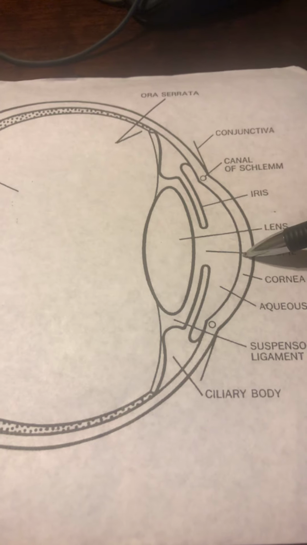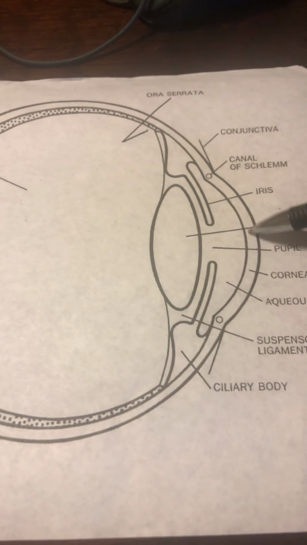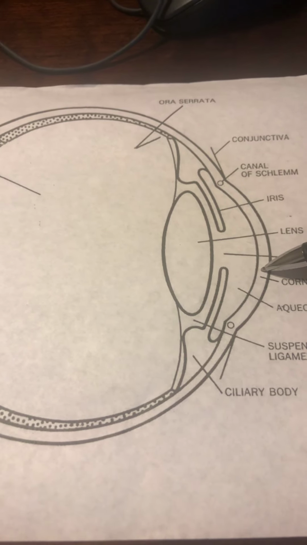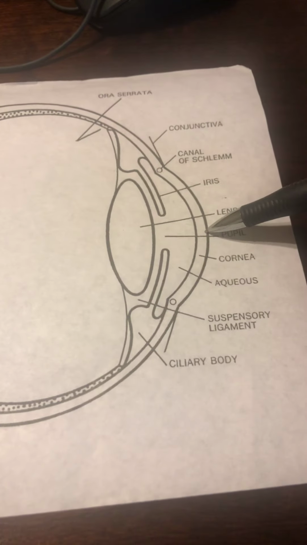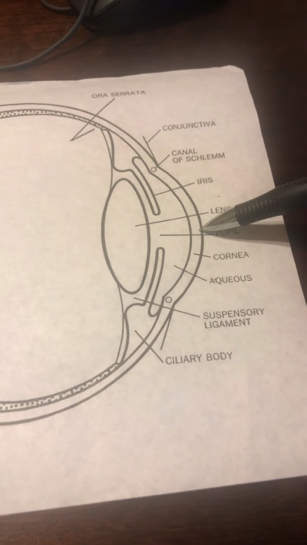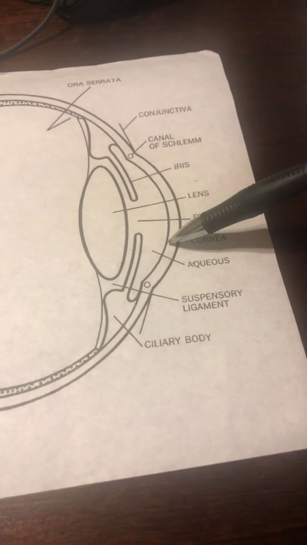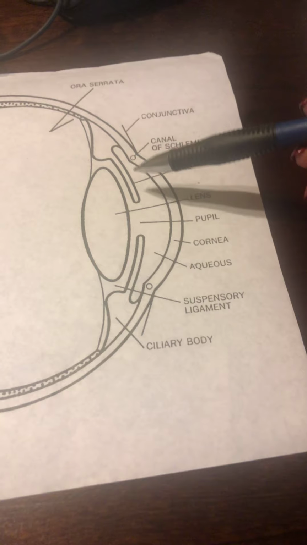The first structure I'm going to talk about is the cornea, and it's the front transparent part of the eye, and it provides a majority of the refraction of light that enters the eye, and it is the only transparent structure in the eye here.